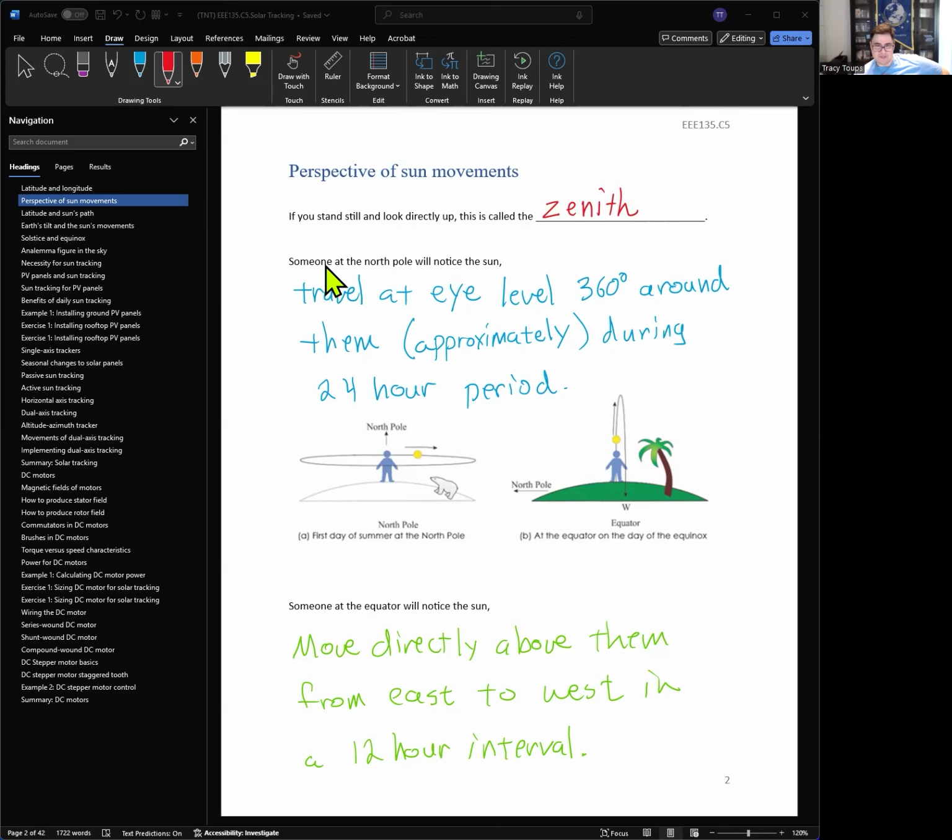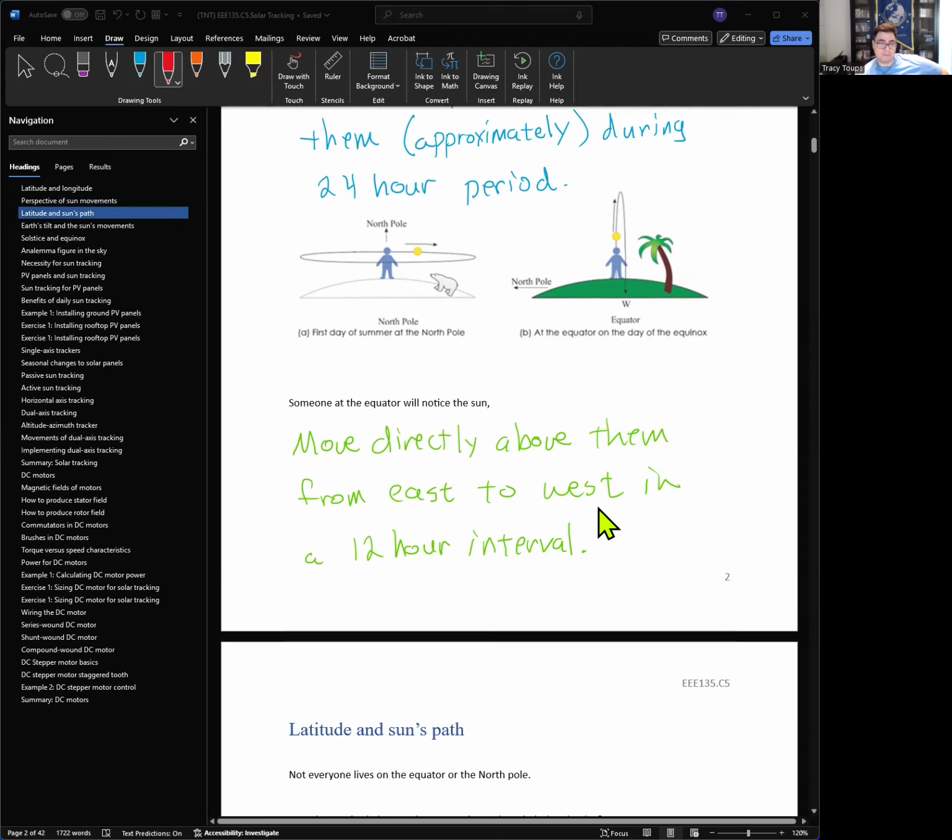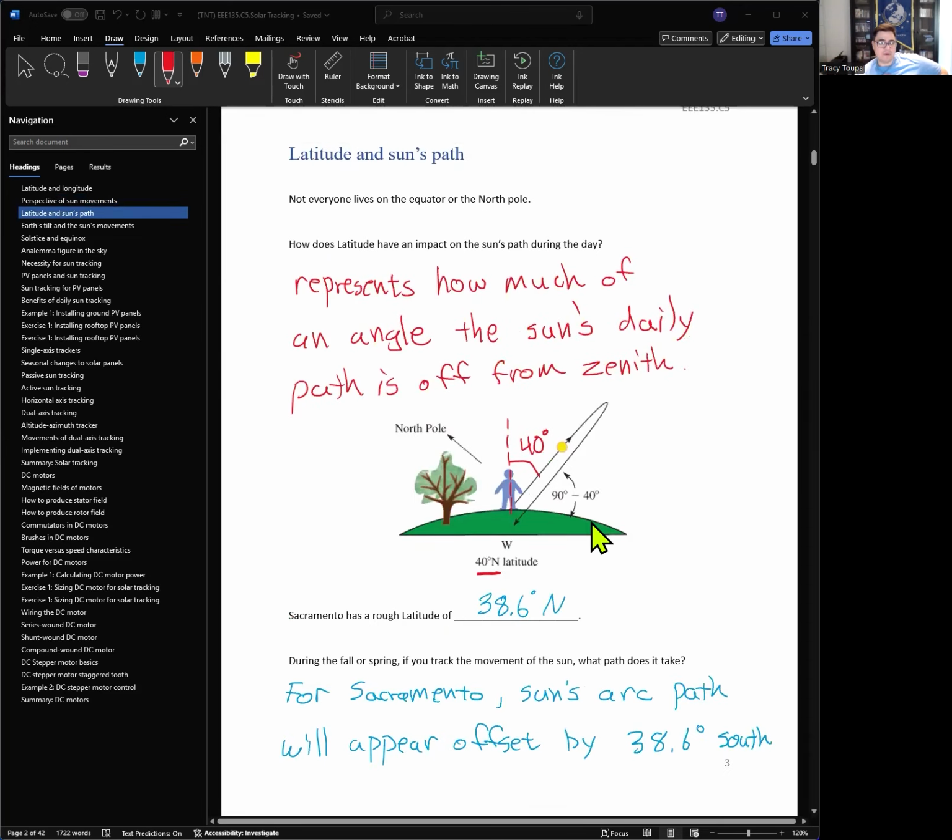So it says right here, somewhere at the North Pole will notice that the sun travels at eye level 360 degrees around them during a 24-hour period. Somewhere at the equator will notice that the sun goes from east to west above their head directly in a 12-hour period, because the other 12 hours, the sun is traveling on the other side of the globe that you don't see. Okay. So the big trick is it's all about perspective from our point of view.